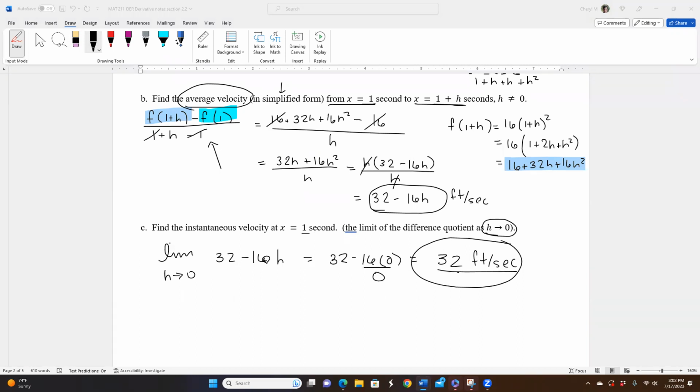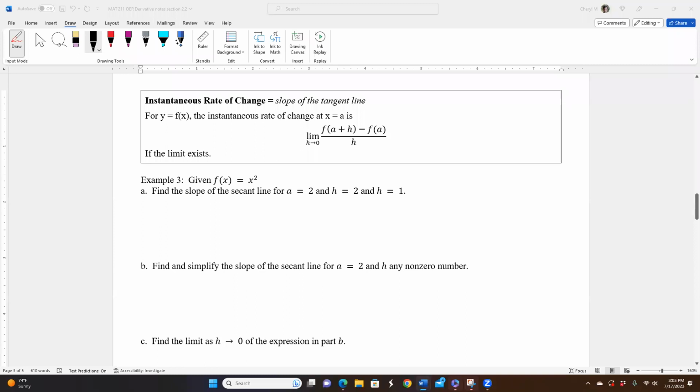Now let's look at our next problem. So, as introduced in the problem above, the instantaneous rate of change is the difference quotient with h approaching 0. So that's f of a plus some value h minus f of a over h, but when h approaches 0. We always do this part last. We simplify the fraction first, and then we take h approaching 0. Let's look at that in example 3 here. It says to find the slope of the secant line for a equals 2 and h equals 2 and h equals 1.